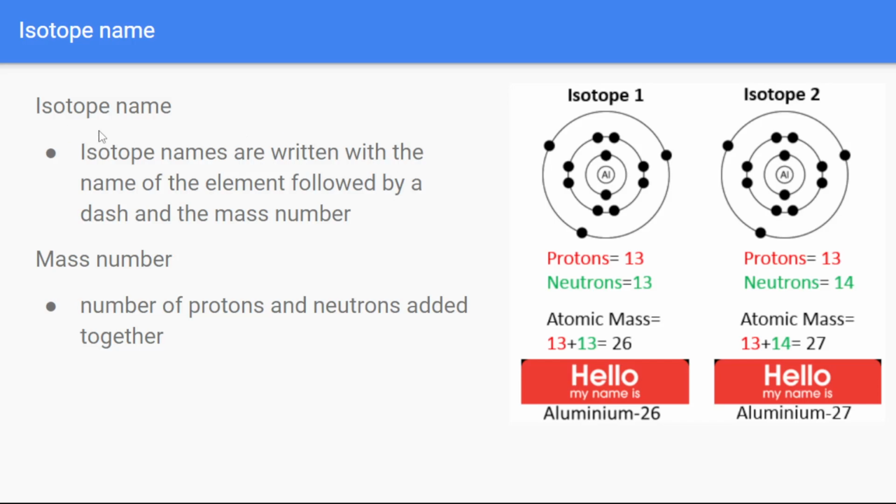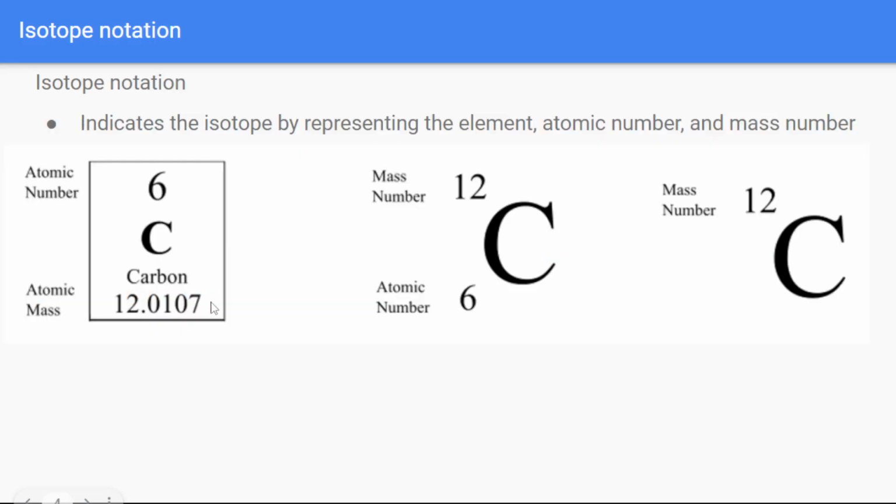Again, the isotope name is written as the name of the element followed by the mass number. The mass number, again, is the number of protons and neutrons added together. We can use the isotope notation to describe individual isotopes.